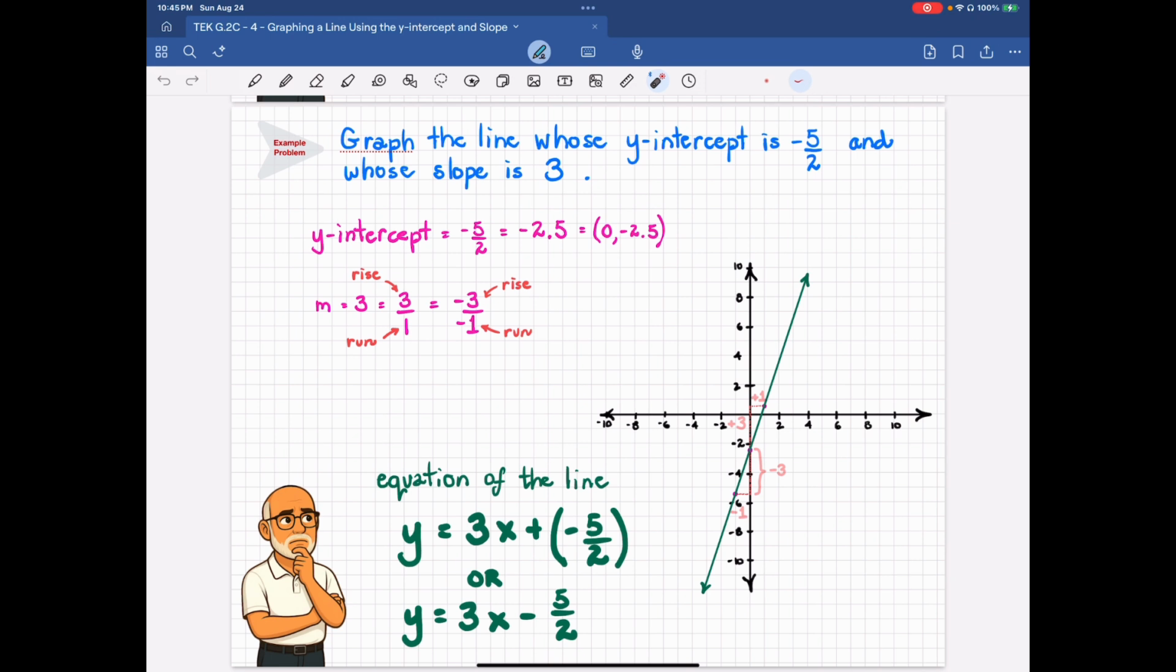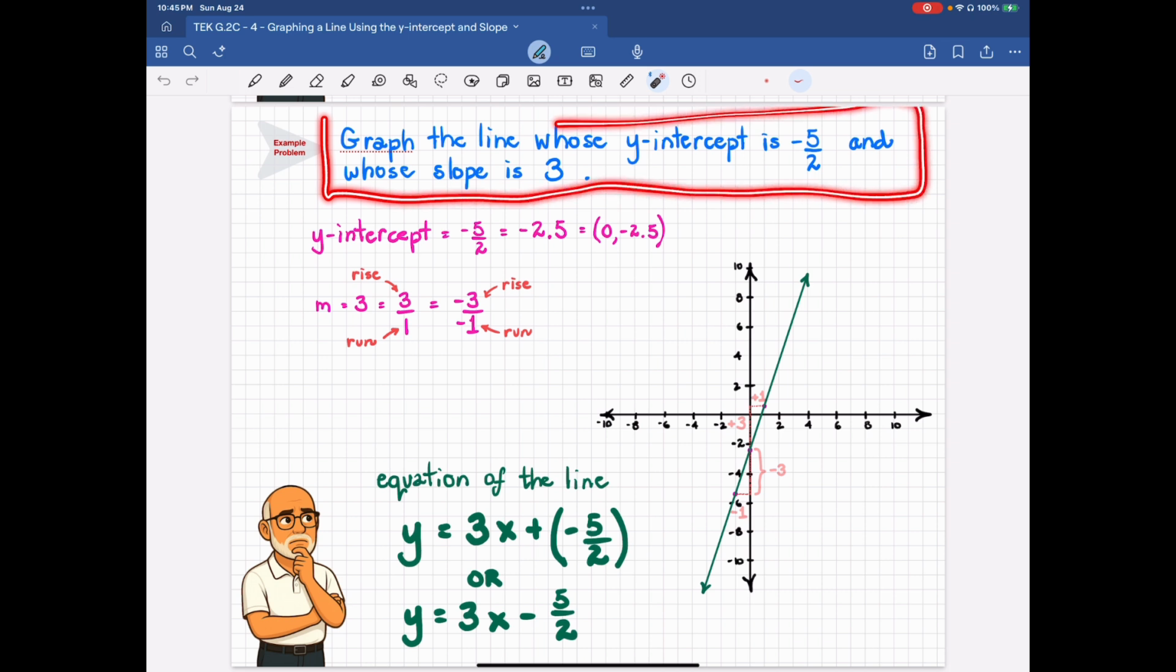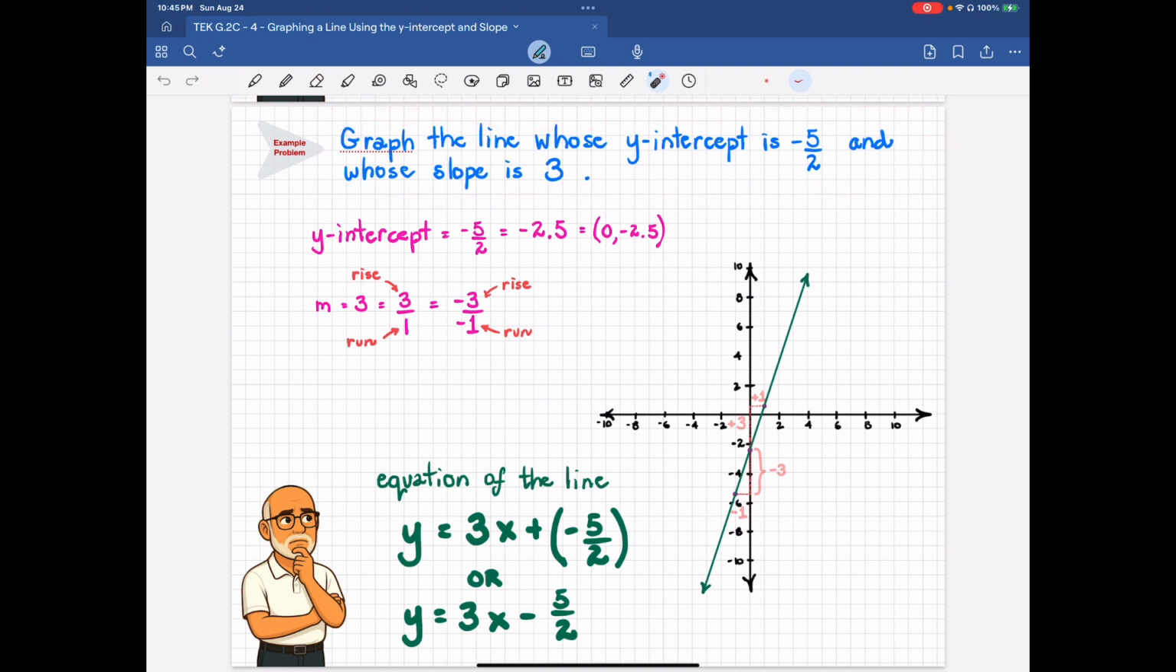Let's look at another example problem. The instructions read, graph the line whose y-intercept is a negative 5/2 and whose slope is 3. So my y-intercept is going to be a negative 5 over 2, which I can write as a decimal number, meaning a negative 2.5, or I could have written it as a mixed number. So I'm going to write it as a decimal. So I know that my y-intercept is at a negative 2.5.